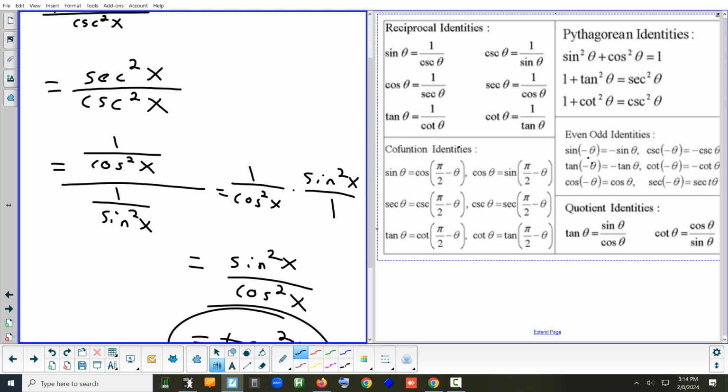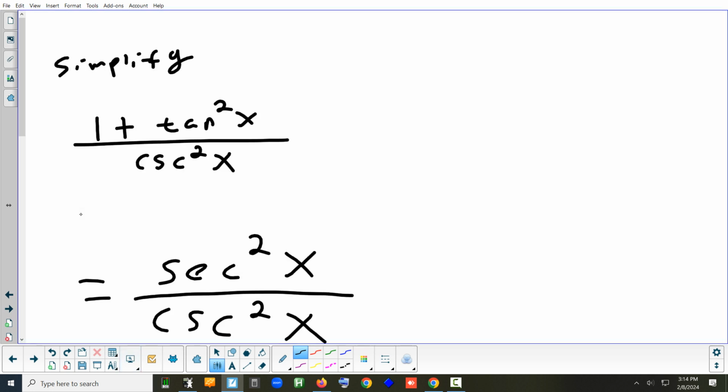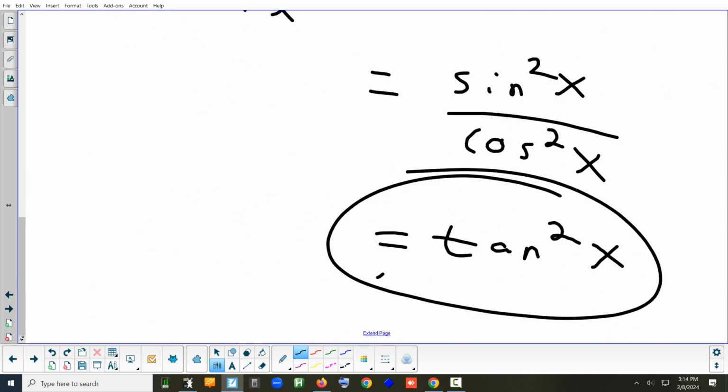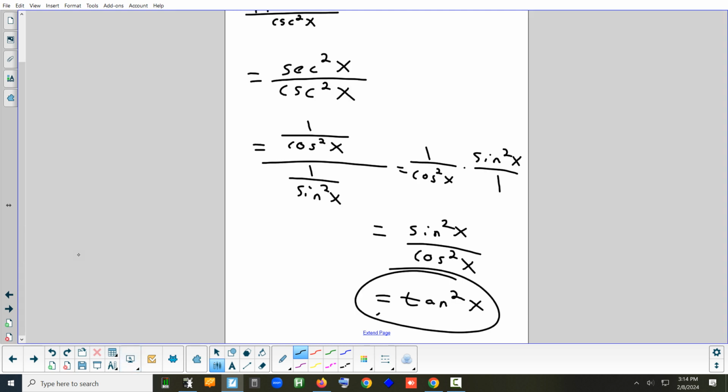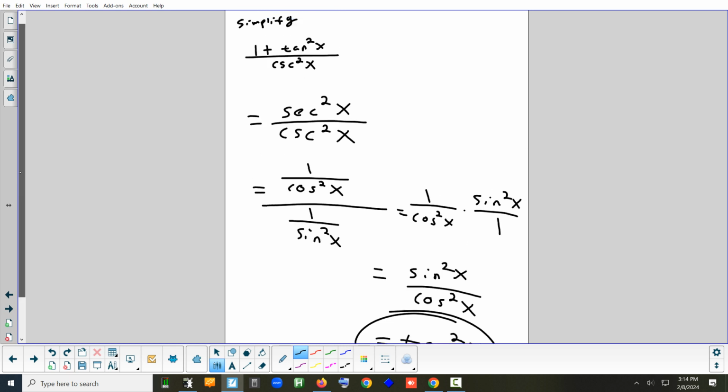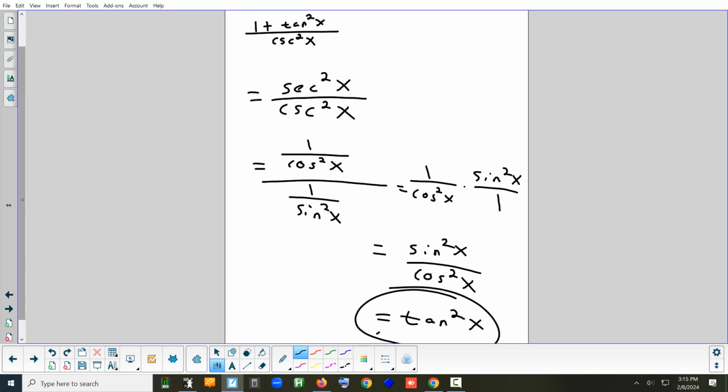So let's just write this whole thing again. If you started with 1 plus tangent squared over cosecant squared, that entire thing turns into just tangent squared. Any question on that one? There might be other ways to do it. I don't know if that was the best way, but that was about 4 steps. Certainly not that bad.